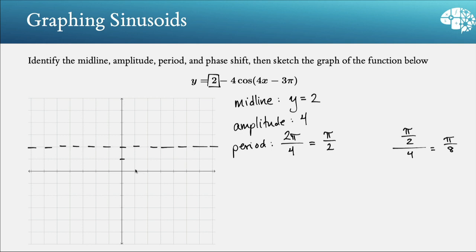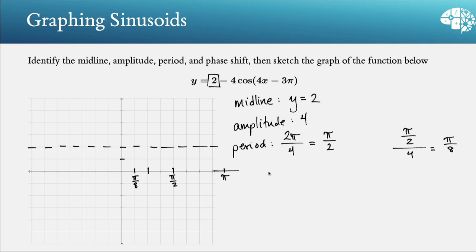Okay, so pi over 8, this is 2 pi over 8, 3 pi over 8, 4 pi over 8, which is pi over 2, 5 pi over 8, 6 pi over 8, 7 pi over 8, 8 pi over 8, which is just pi, and so on. You're going to see why this is useful in a minute here.